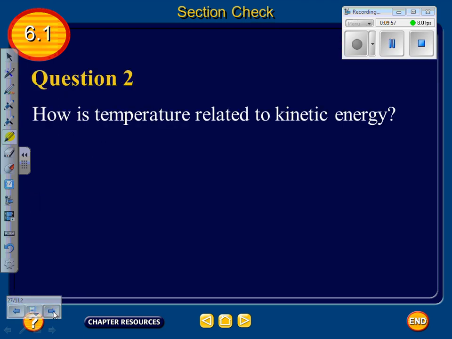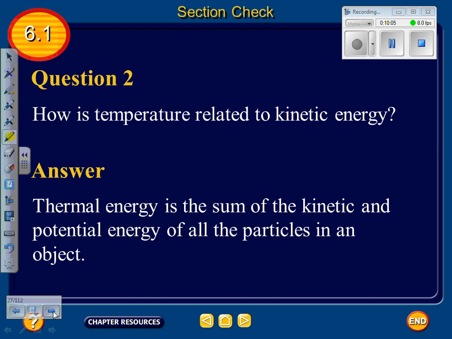Question 2, how is temperature related to kinetic energy? I think we just answered that question. It should be how is thermal energy related to kinetic energy? Thermal energy is the sum of the kinetic and potential energy of all the particles in an object.